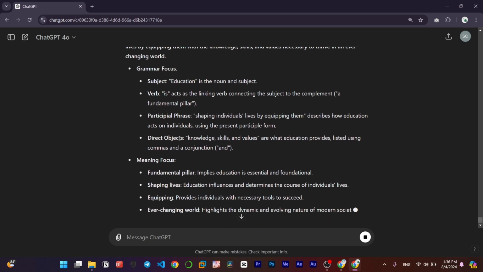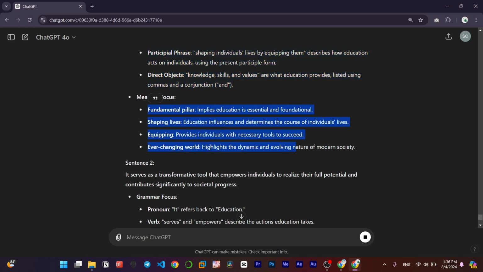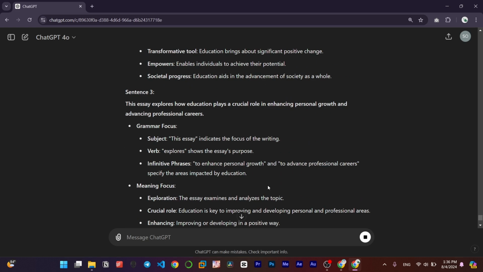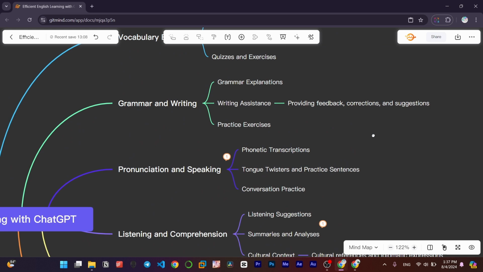As you see, for instance, grammar focus is based on subject and meaning and others. You can just play with it, and find your own way and try to enhance your abilities in your English skills. That's the most important thing that you have to do.